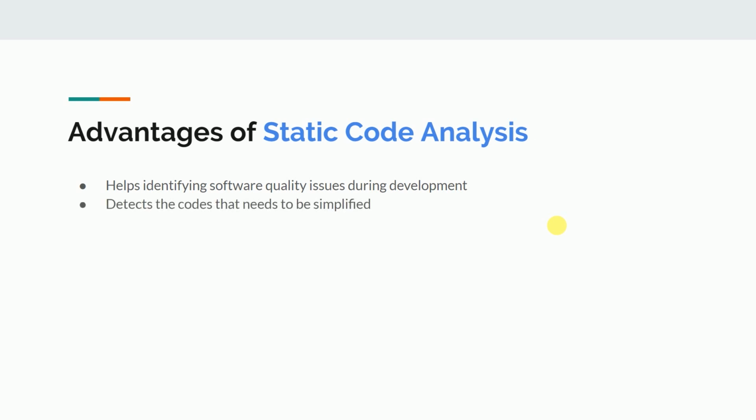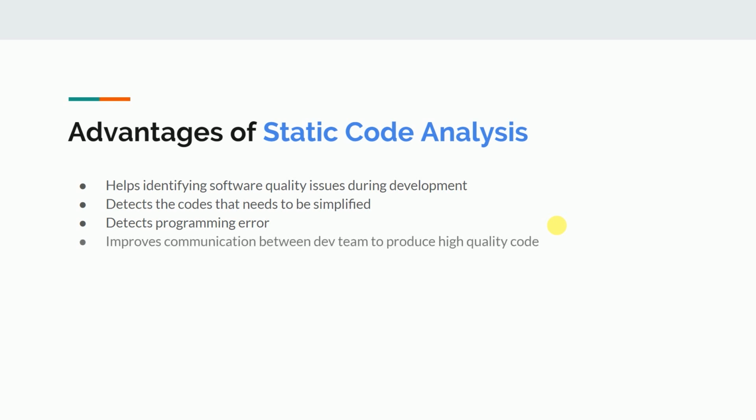Static code analysis also detects the code that needs to be simplified. You can also detect the coding errors using static code analysis. And last but not the least, static code analysis improves communication between developer team. That is very much essential to produce high quality code.